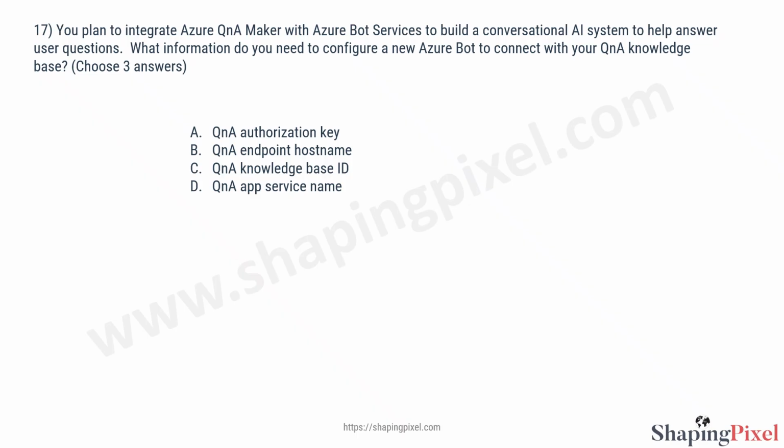Option A, QnA authorization key. Option B, QnA endpoint host name. Option C, QnA knowledge base ID. And option D, QnA app service name. So the right answer here is option A, B, and option C.